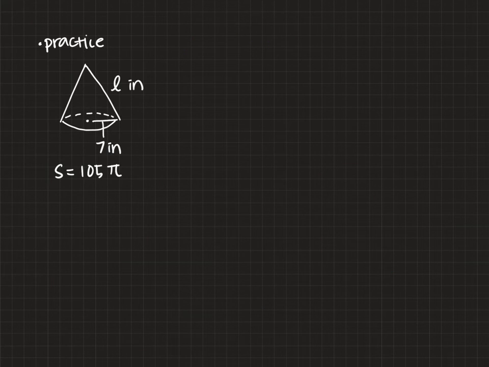Let's take a look at this question. This question has a radius of 7 inches, and we don't know the slant height, so it's L inches, and I have the surface area of 105 pi. Again, we're going to set up the equation, and I'm going to write it down one more time to make sure I'm following through each step. So I have S equals pi times r squared plus pi times r times L. I have the surface area of 105 pi on the left side.